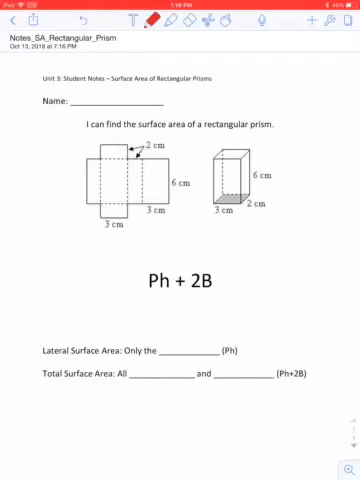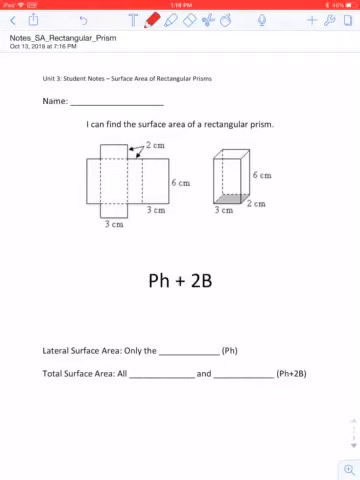Hey guys, today you're going to be taking notes on surface area of rectangular prisms. You've done this before, but you were able to work with a net. They gave you a picture like on the left here, and you were able to see, okay, those are rectangles, so I can find the area of each of those and then add them together.